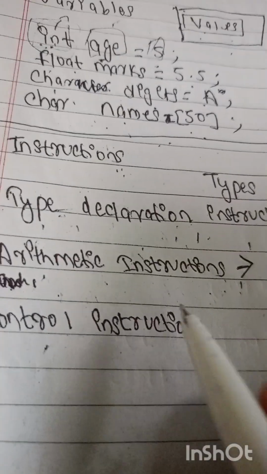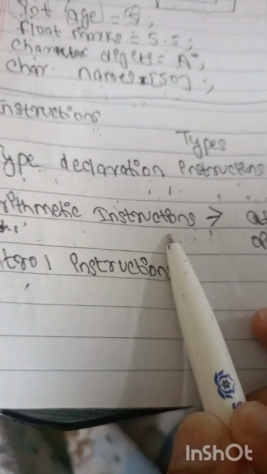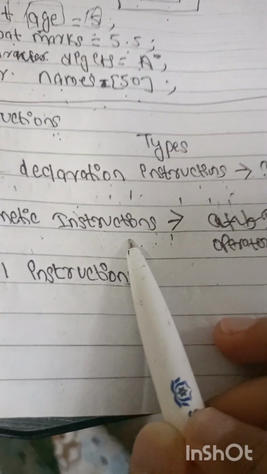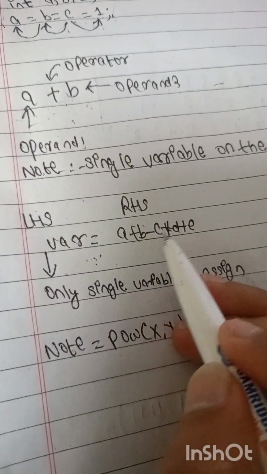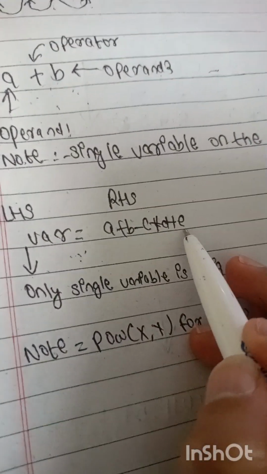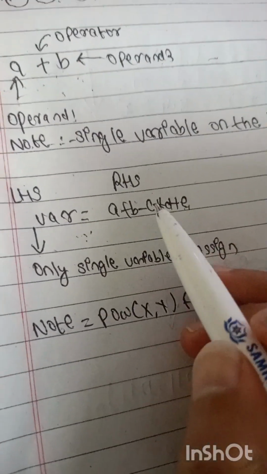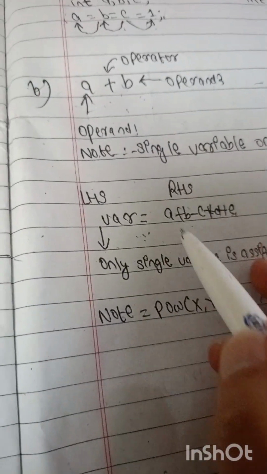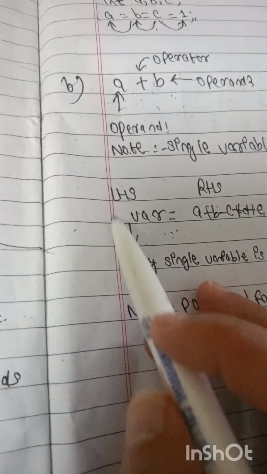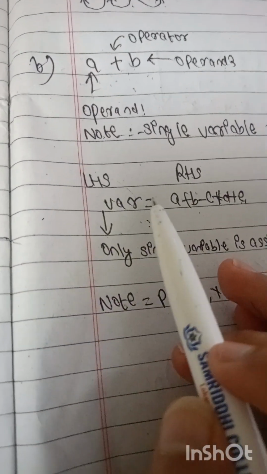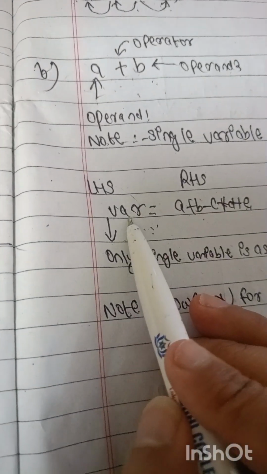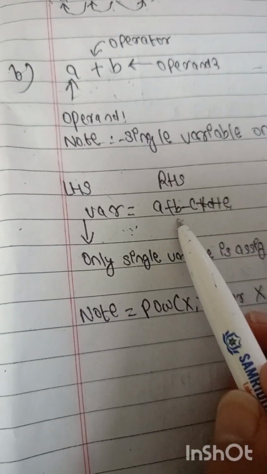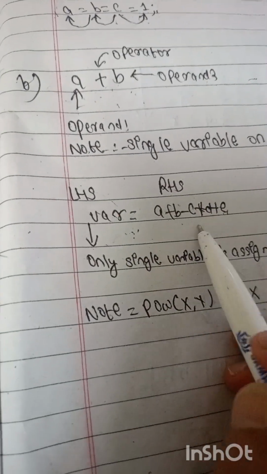So in our arithmetic instructions, a single variable will be on the left hand side. For example, here you can see a + b - c * d + e. So I have written one example on the right hand side, and whatever is on the LHS, the left hand side, there should be only a single variable. So only a single variable should be assigned on the left hand side, and on the right hand side you have all the operators and operands, right?